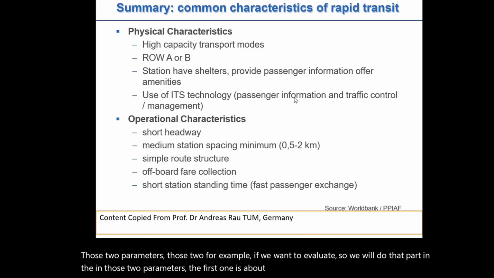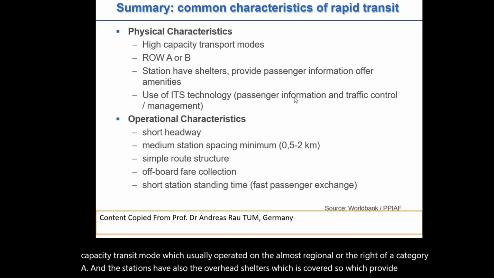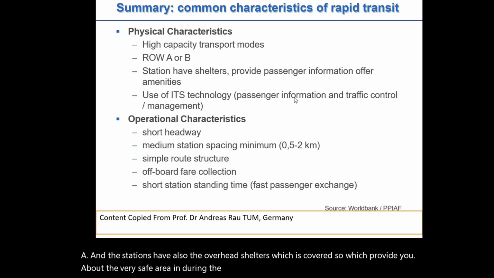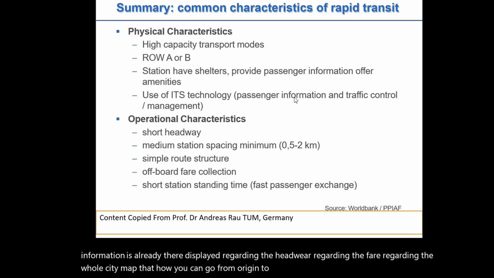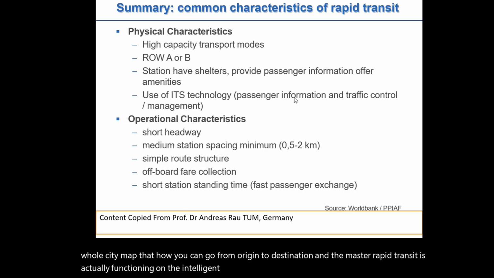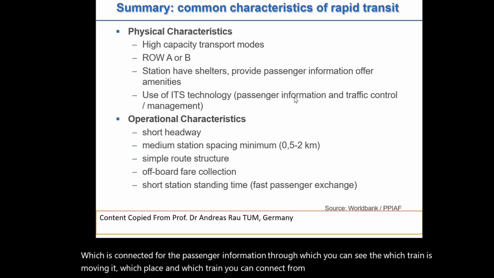The first one is the physical characteristic. The high capacity transit mode usually operates on regional or right of way category A. The stations also have overhead shelters, which are covered, so they provide you a very safe area during the monsoon, rainy season or the snow season. Information is already displayed regarding the headway, the fare, and the whole city map, showing how you can go from origin to destination. And the mass rapid transit functions on an intelligent transportation system, connected for passenger information, through which you can see which train is moving at which place and which train you can take from origin to your destination. Okay.